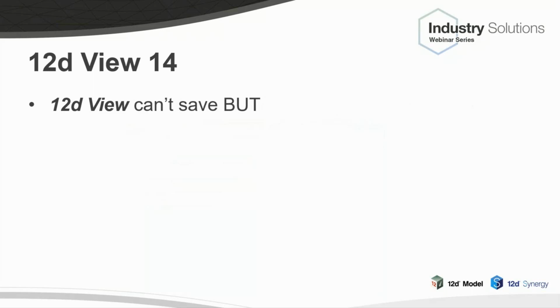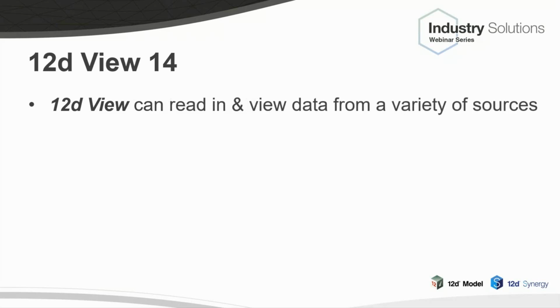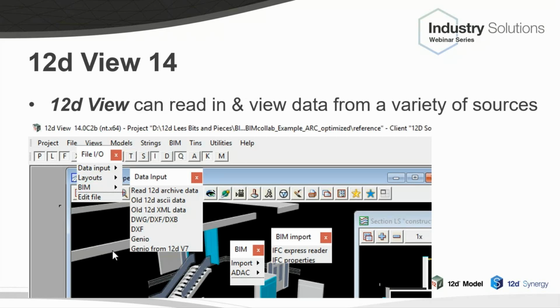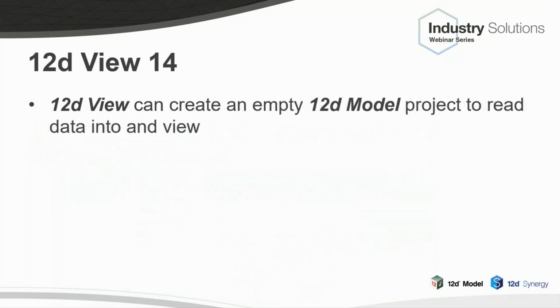12D View can't save information. It can only look at what information is there, but it is actually able to read in data and view data from a variety of sources. And I'll list those later on. Basically, you can read in 12D data, DWGs, GenIOs, IFC data, and ADAC data.